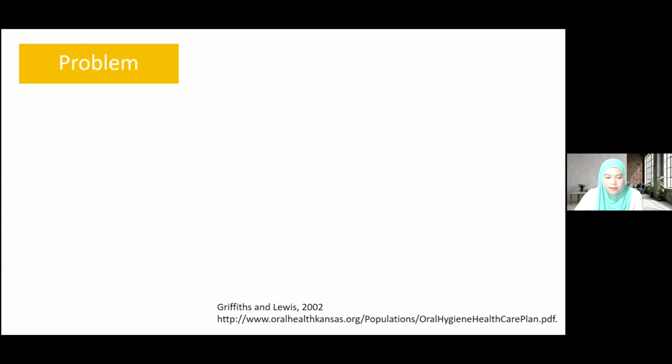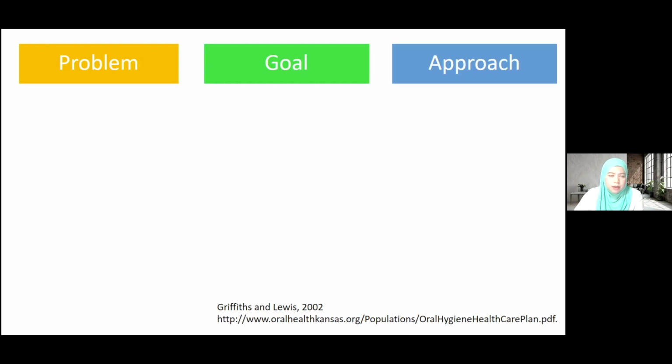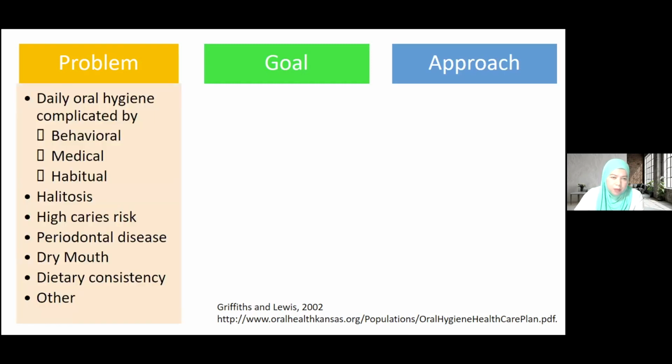An individualized oral healthcare plan should be developed by identifying the problem or issues that we want to address, what the goal is, which needs to be realistic, and providing ways on how this can be approached. The problem could be that their daily oral hygiene is complicated by their behavioral or medical status or habits, or that patients may have halitosis, or a high caries risk, or periodontal disease, dry mouth, dietary consistency, or any other problems that need to be addressed.